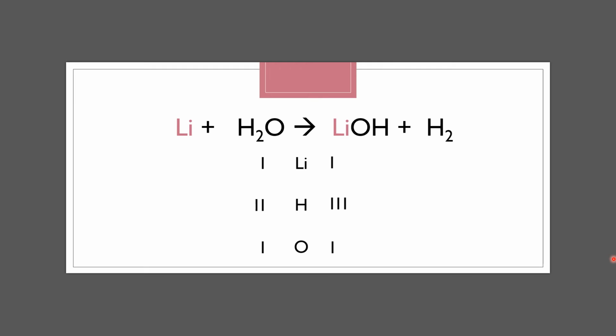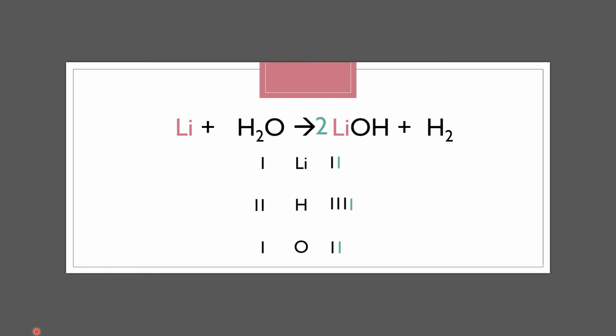So the first thing that I'm going to do is put a 2 in front of my lithium hydroxide. I'm doing this because it's much easier to remove this odd number first. So let's remove this odd 3 hydrogens, and the easiest way to do it is multiply that one by 2. So now what we have is 2 lithiums, a total of 4 hydrogens, and 2 oxygens.